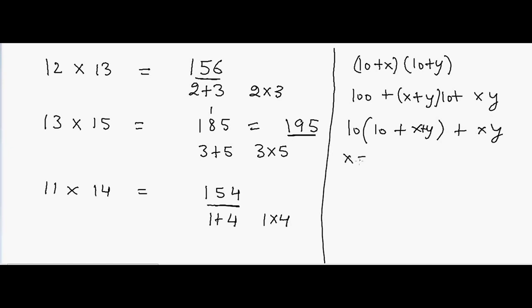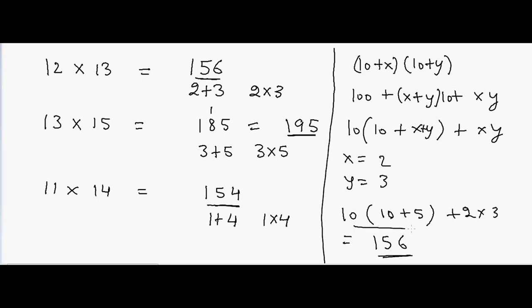So if x is equal to 2 and y is equal to 3, you can see it will be equal to 10 into (10 plus 5) plus 2 into 3. So that will give me 150 and then 6, so it will carry to the tens place. That's how this trick works.